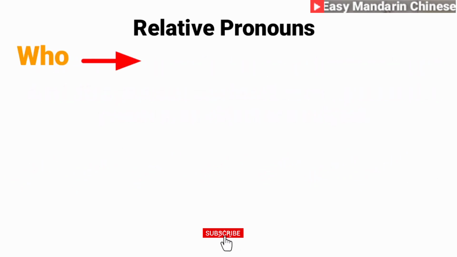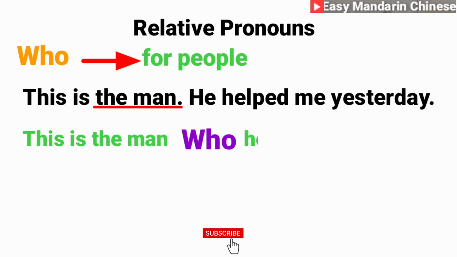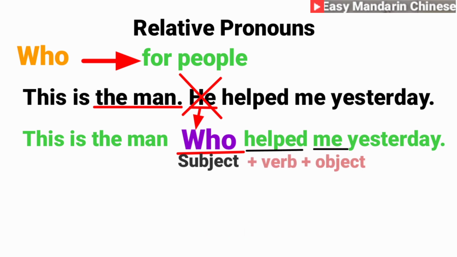Who is used for people. This is the man. He helped me yesterday. So, to join the two clauses together, we would like to use who. The subject here is the man. So, this is the man who helped me yesterday. The relative pronoun who is the subject of the relative clause. So, subject plus verb plus object.